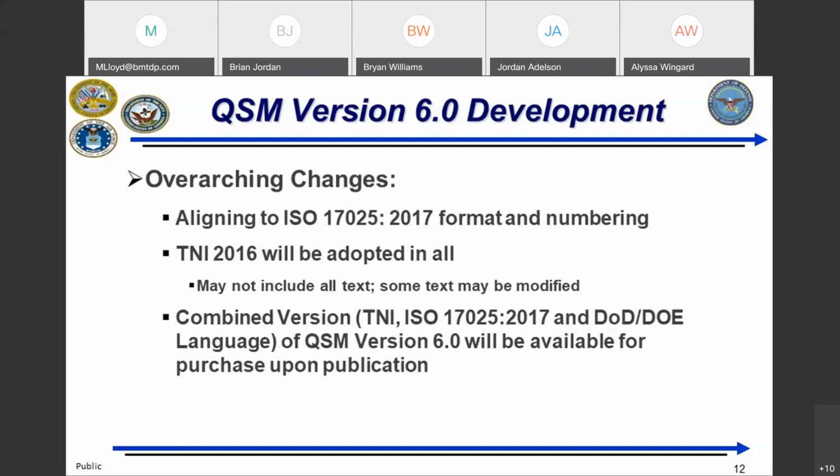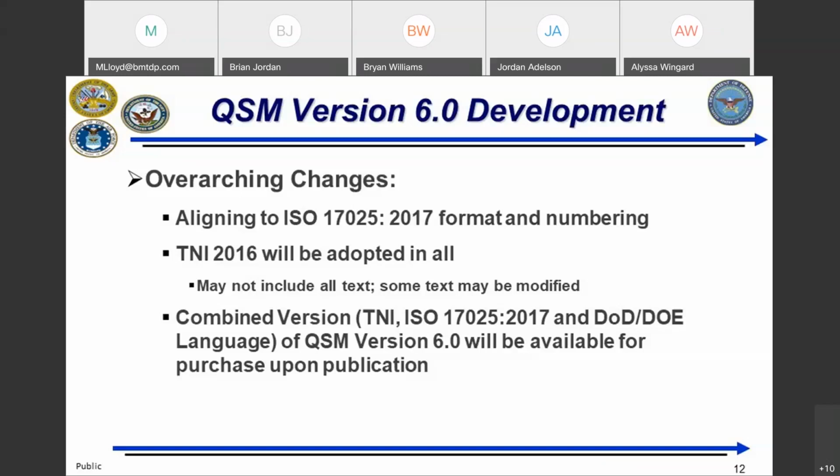So what have we been working on with the development of QSM version 6? What kind of changes will be coming down the line? We are aligning the document to ISO 17025 2017 in regard to format and numbering. So it will follow the format and numbering of ISO 17025. We are planning on adopting TNI 2016 in all of our modules. However, we may not include all text from TNI 2016, and we have received permission to modify some text if we denote it as being modified.